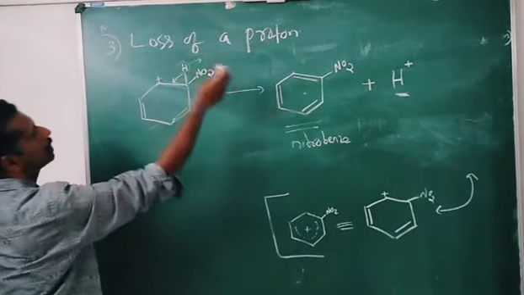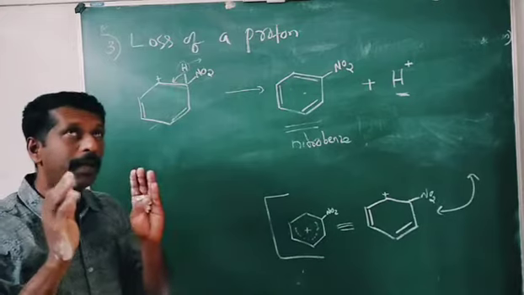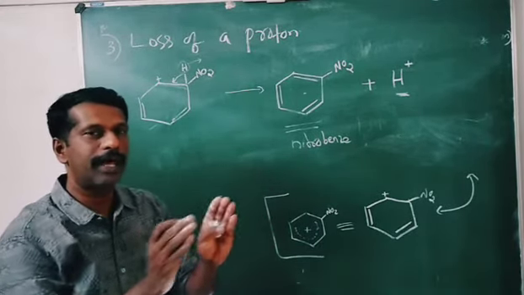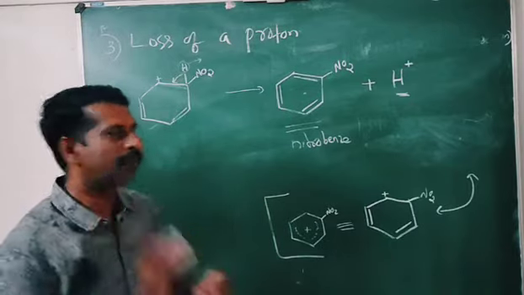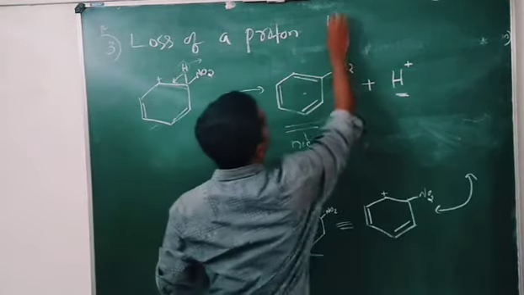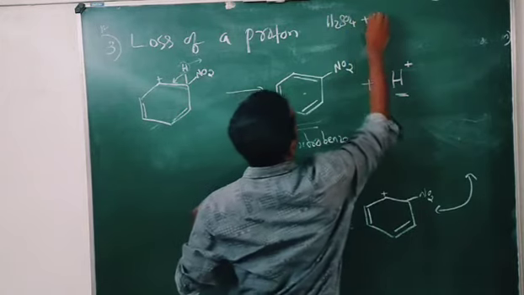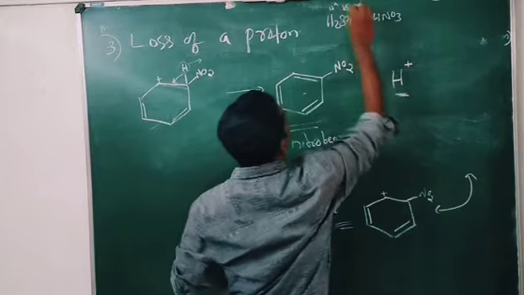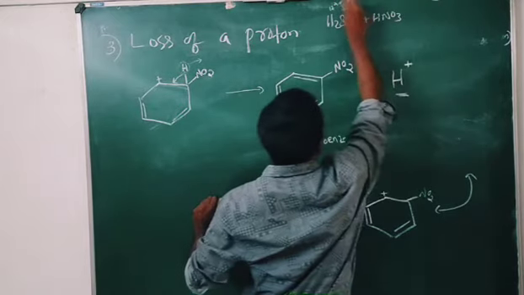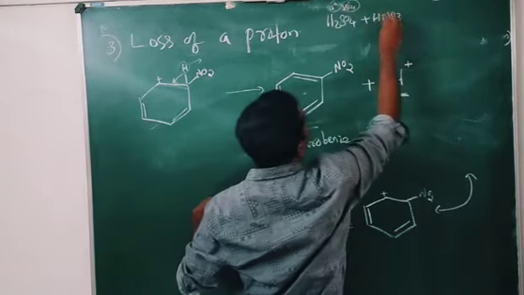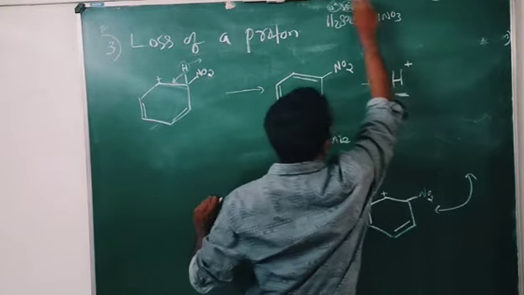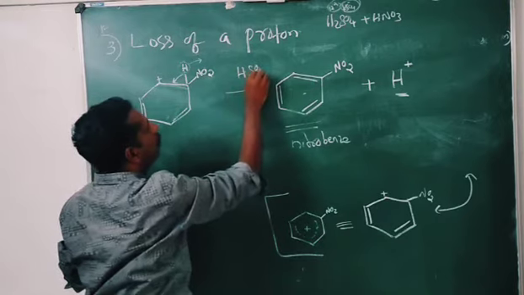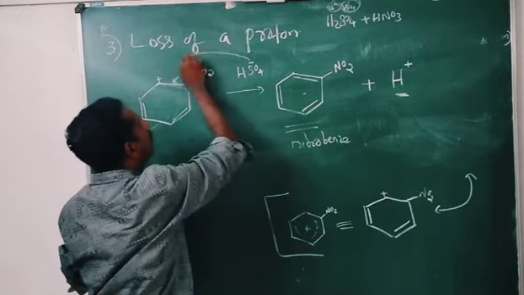What is removed? Another electrophile is removed. How is this H plus removed? Keep it in mind. In the first step, what is happening? H2SO4 plus HNO3. What is forming? H plus and HSO4 minus. This H plus will join with HNO3, and that HSO4 minus will abstract this proton.